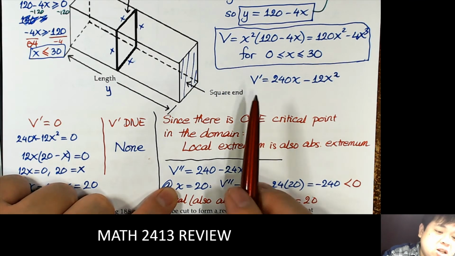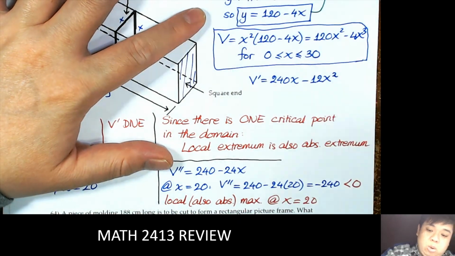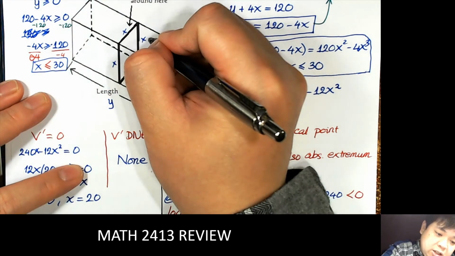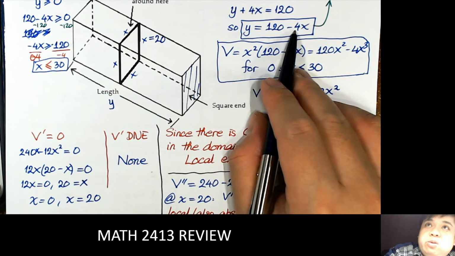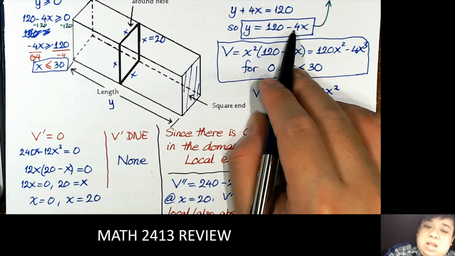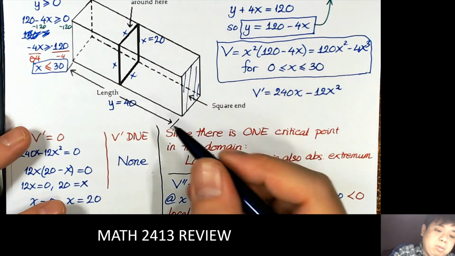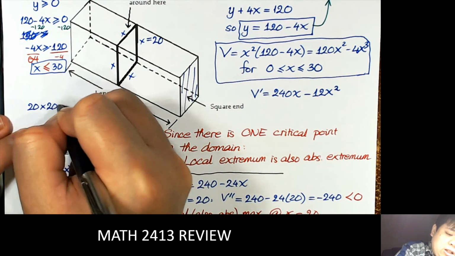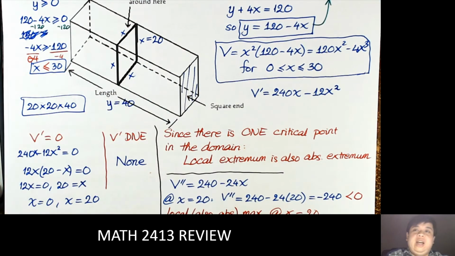They did not ask us what is the maximum volume. They asked us for the dimensions. So all we need to do is just give the dimensions. We know x is 20 and y is equal to 120 minus 4x. 4 times 20 is 80. 120 minus that is 40. So the dimensions of the box are 20 by 20 by 40. The square end and the length is 40.